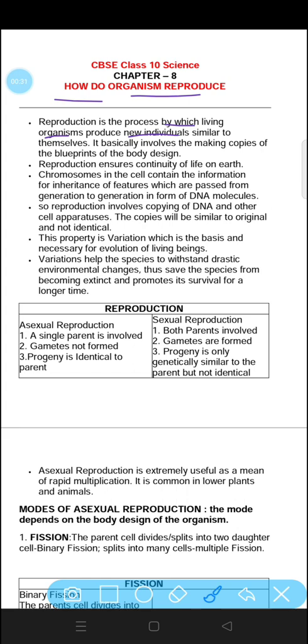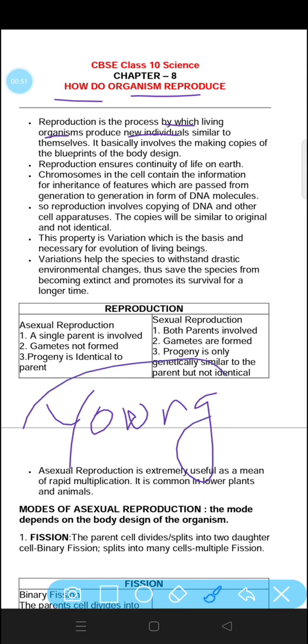Reproduction is the process by which living organisms produce new individuals similar to themselves. Like human beings produce their babies which are similar to human beings. Cows produce calves which are similar to them. Lions produce cubs which are similar to them. So reproduction is basically a process through which living organisms produce their young ones which are very similar to them.